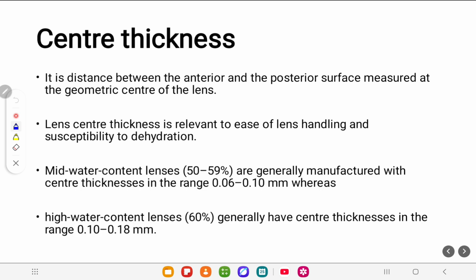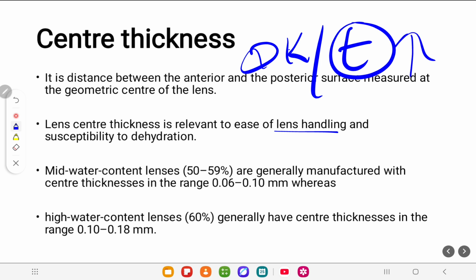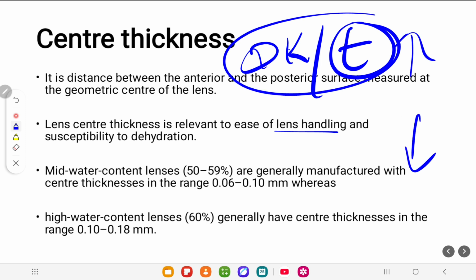Central thickness is another part we have already talked about. One important thing is that whenever central thickness goes higher, it's better for lens handling, especially for soft contact lenses. And whenever central thickness goes higher, Dk/t goes down, because we know Dk is divided by t. Whenever t goes high, the overall value goes down. But in the case of soft contact lenses, whenever central thickness increases, it's very helpful for the patient, especially for handling issues.